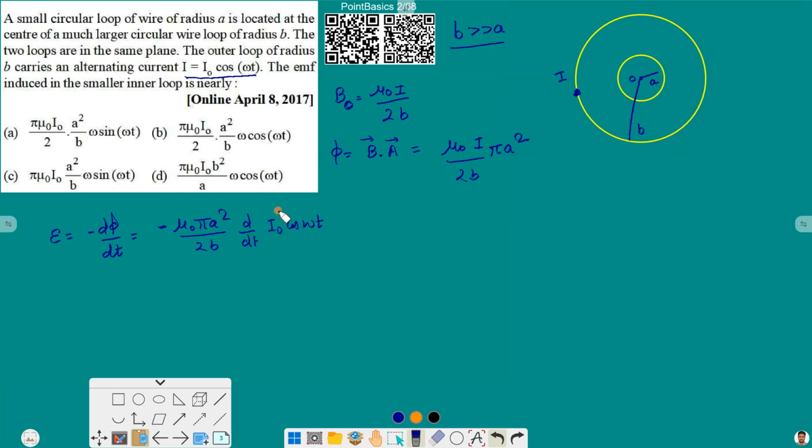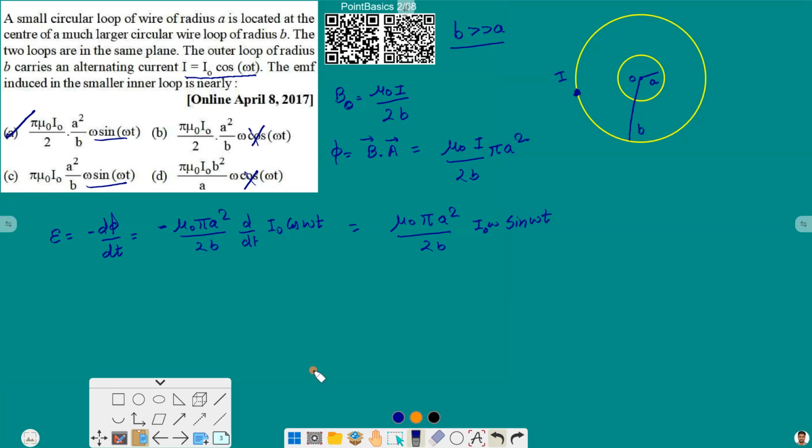Now, as I naught is constant in the multiplication, it will come outside, and the derivative of cos omega t will be negative sin omega t into omega. So the result will turn positive: mu naught pi A squared over 2B, I naught omega sin omega t. If we compare the options, it should be sine, so the cosine options are cancelled, and omega sine with twice in the denominator, option A will be the right answer.